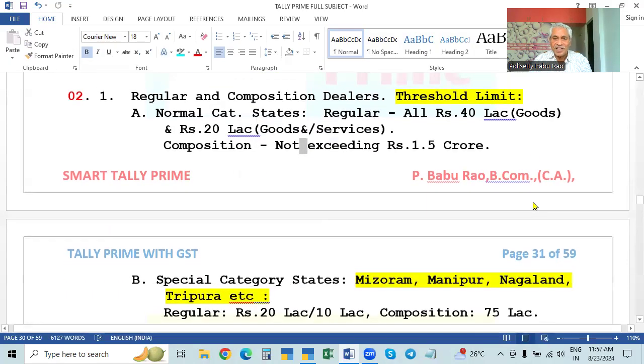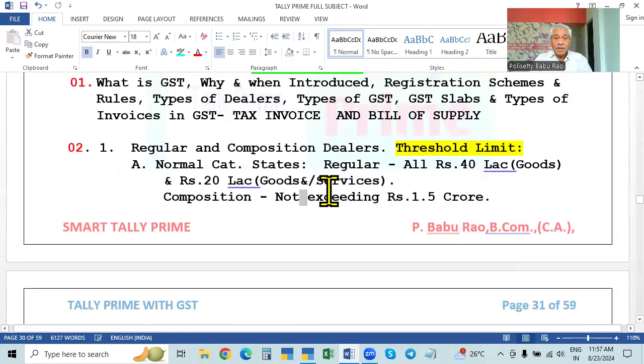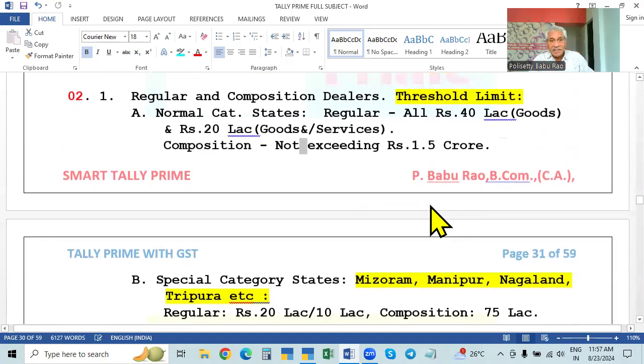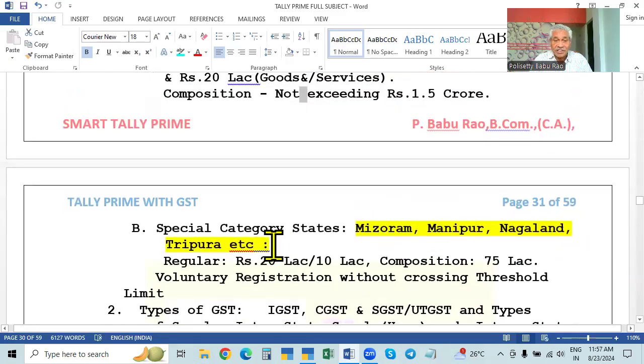This is the composition scheme. So this is the normal category, regular scheme and composition scheme. For the normal category states, this is the regular limit for the regular scheme, and for composition scheme, the maximum limit is 1.5 crore.